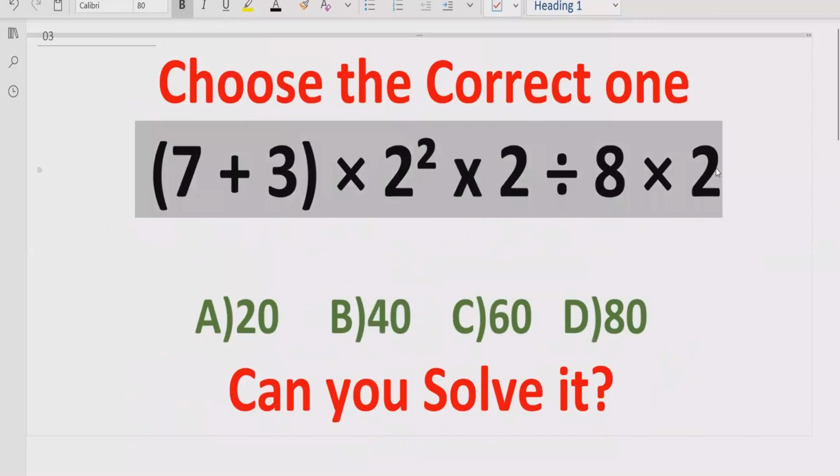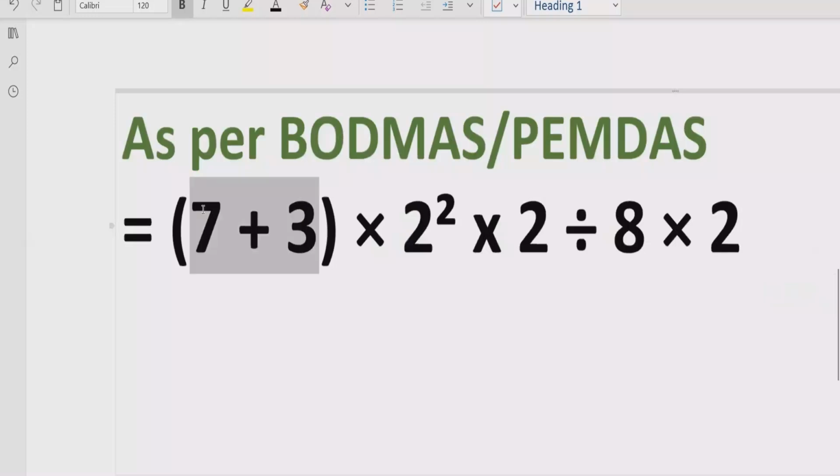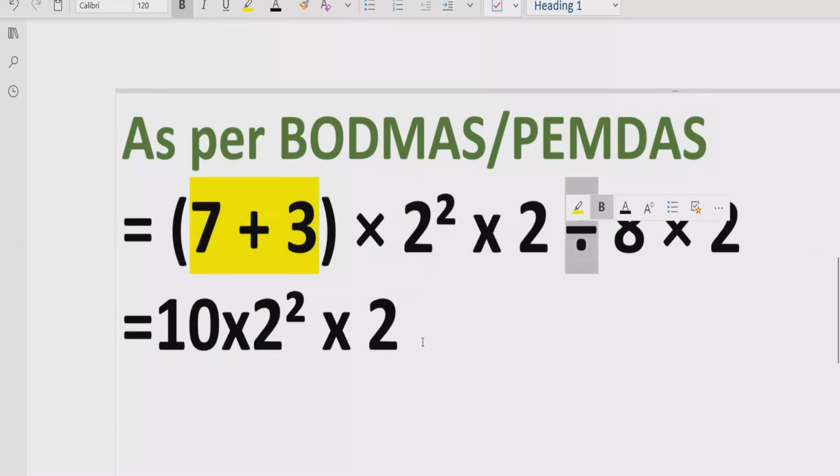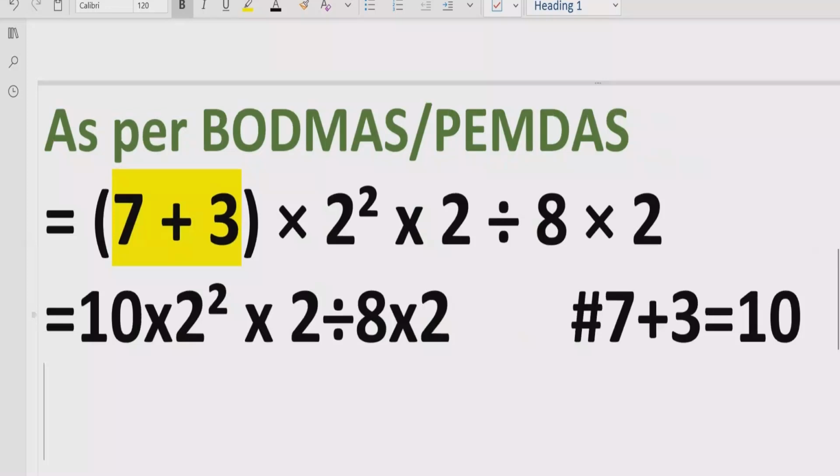According to the BODMAS and PEMDAS rule, first of all, we have to solve the bracket, which is 7 plus 3. It becomes 10, multiplied by 2 raised to power 2, multiplied by 2, divided by 8, multiplied by 2. We will write the rest as it is, because we will solve each step in each line. 7 plus 3 equals 10. Step number 1 is solved.